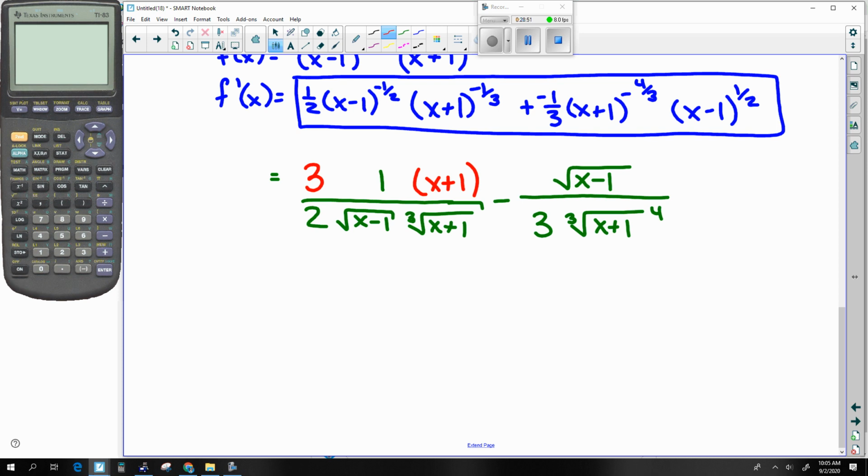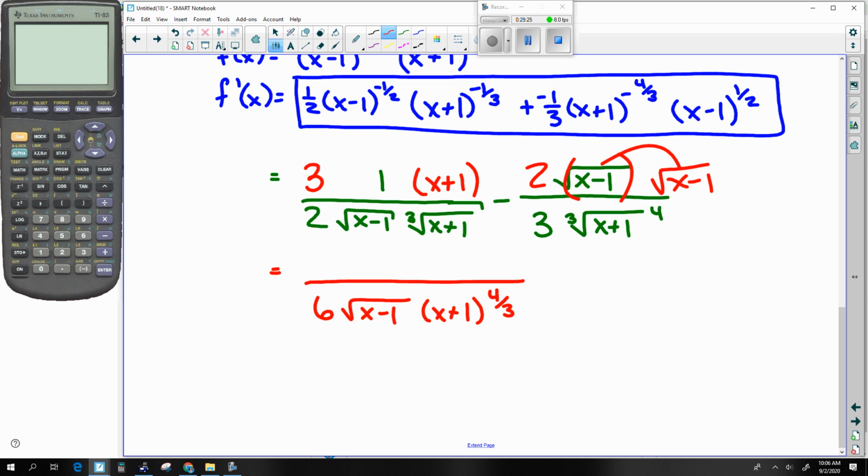It needs a 3 and 3 more of those. What does the right-hand side need? Well, it needs a 2. It needs a root of x minus 1. So again, there's going to be that. That's going to turn into a parenthesis. All right, so what is this denominator? So if the left-hand side got a 3 and the right-hand side got a 2, the denominator is 6 square root x minus 1, and x plus 1 to the 4/3.